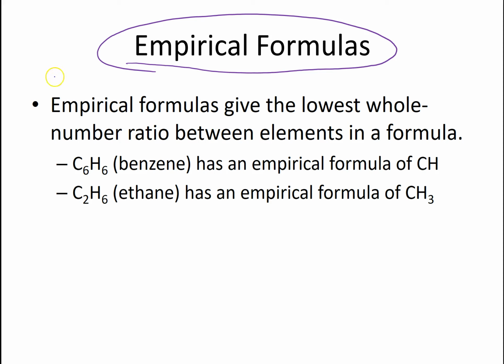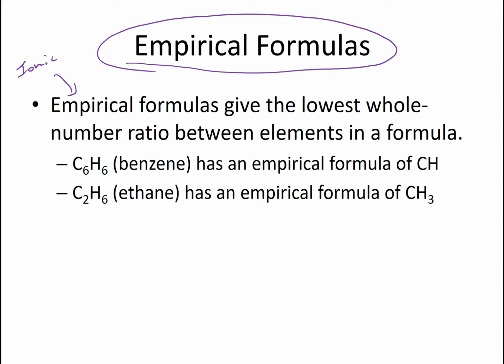So first of all, what type of compounds are always empirical? That would be ionic. Molecular compounds or covalent compounds are not always in their lowest whole number ratio, but sometimes knowing their empirical formula is still beneficial to us, and we'll see why here in just a moment.